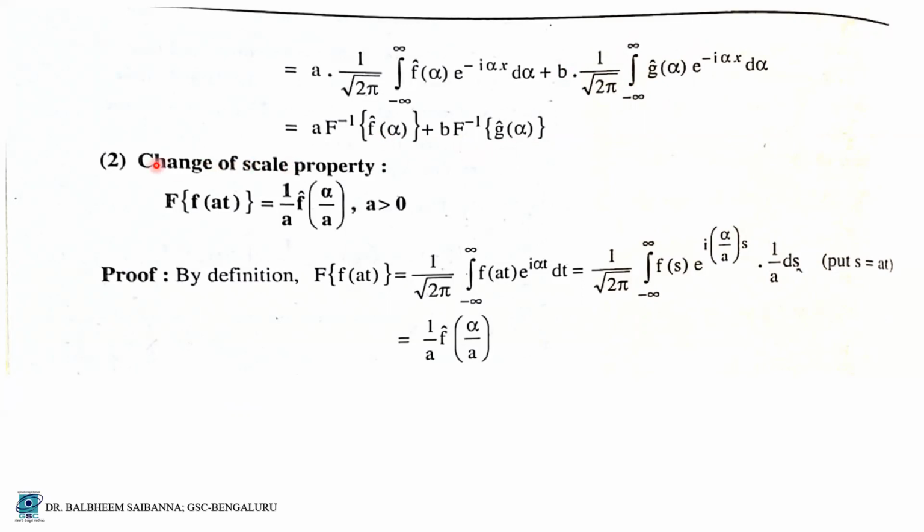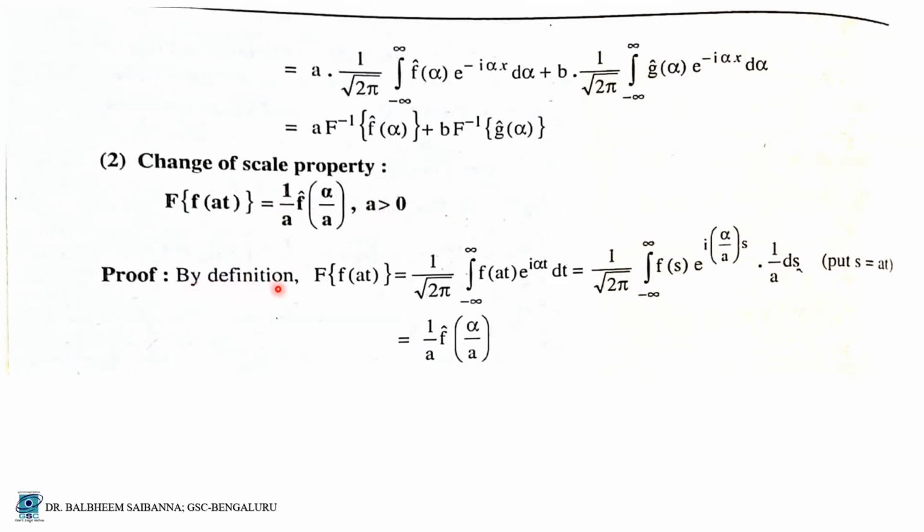The next property, the second property, is the change of scale property. The statement is: prove that F of f(at) is equal to 1 by a f cap of alpha by a, where a is positive. Why are we giving this condition, a greater than 0? Here alpha by a and 1 by a are there. Suppose a is equal to 0, then any number divided by 0 is infinity. That is why we define the value of a to be greater than 0.